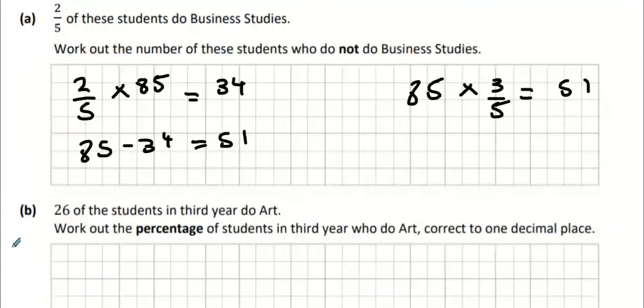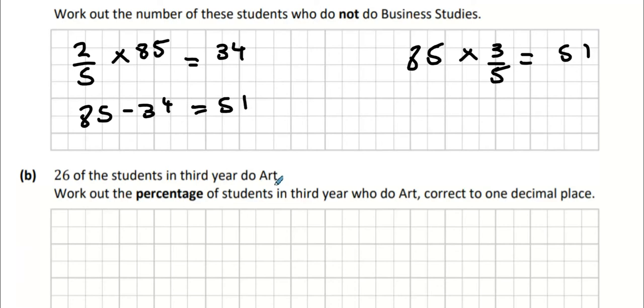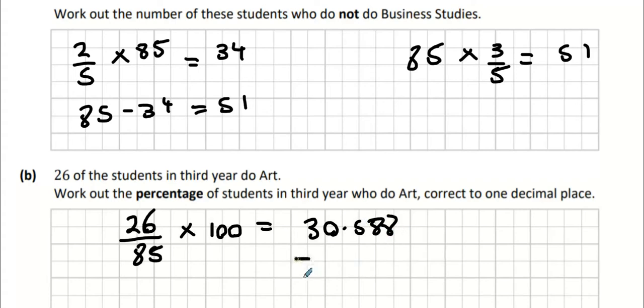Okay, 26 of the students in third year do art. So work out the percentage of students in third year who do art, correct to one decimal place. Well, that's going to be 26 students out of the total of 85, and then you're going to multiply that by 100. When you put that into your calculator, you should get 30.588, and then we all know that rounds off to 30.6% to one decimal place.